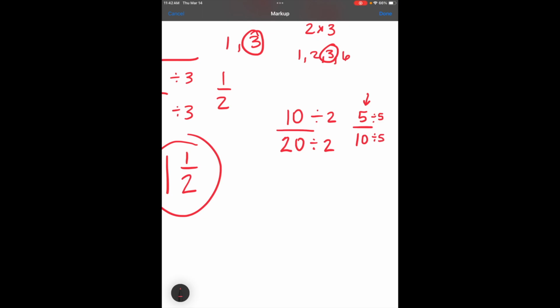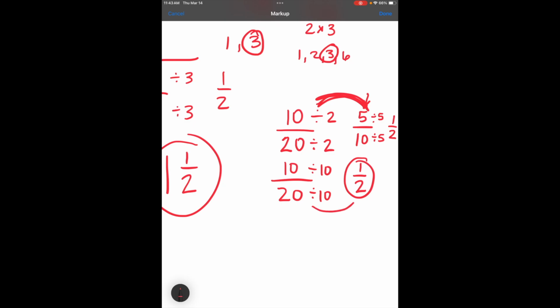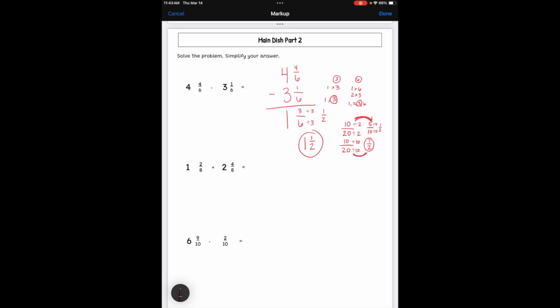I can divide 5 by 5 and 10 by 5 to get to 1/2. So if you would have done the greatest common factor here, it would have been the greatest common factor is actually 10, and then you would have gotten to 1/2 right away. So either way works. If you need to make those multiple steps, you can, or find the greatest common factor and get there right away. Go ahead and do the next 2 problems on your own.